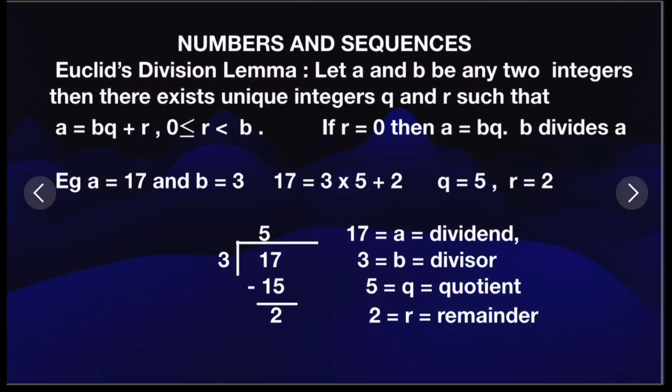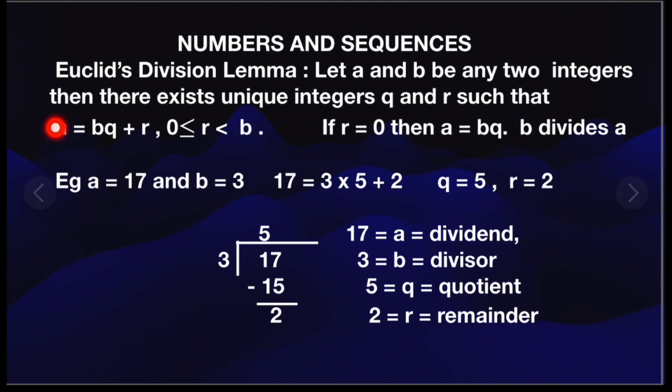Today we are starting the second chapter, Numbers and Sequences. Euclid's division lemma. Let a and b be any two integers, then there exist unique integers q and r such that a is equal to bq plus r, where 0 is less than or equal to r is less than b. Okay, let's try to understand this with a simple example.